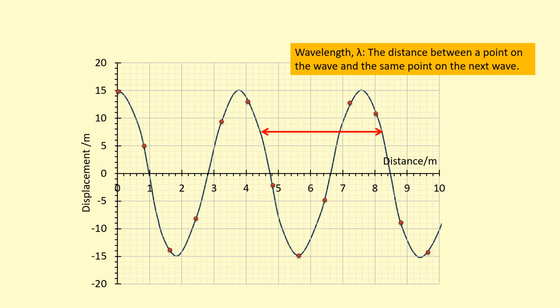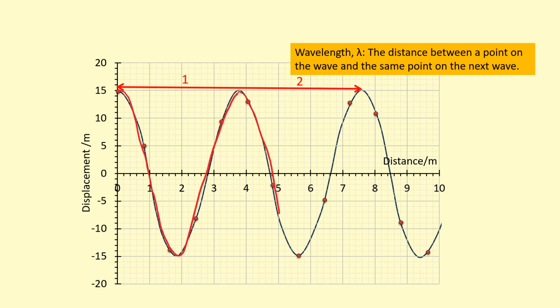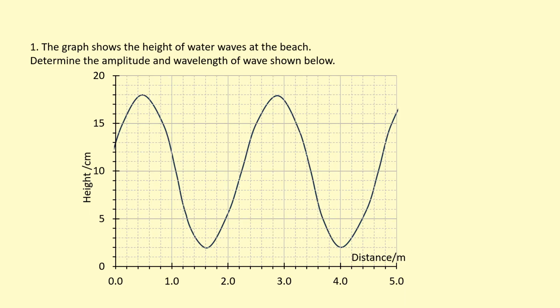So one of the easiest ways to actually measure it is measuring across multiple waves. So if I measure from the peak on the left all the way to the peak on the right, that's two whole waves, okay? And that distance is approximately, I'd say, 7.6 meters. So if I do 7.6 meters divided by 2, because there's two waves there, that gives me the wavelength of 3.8 meters.